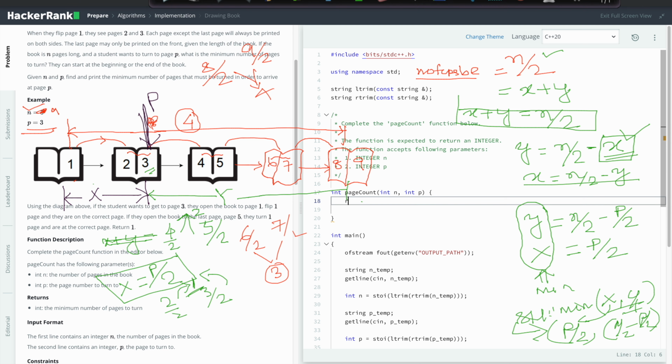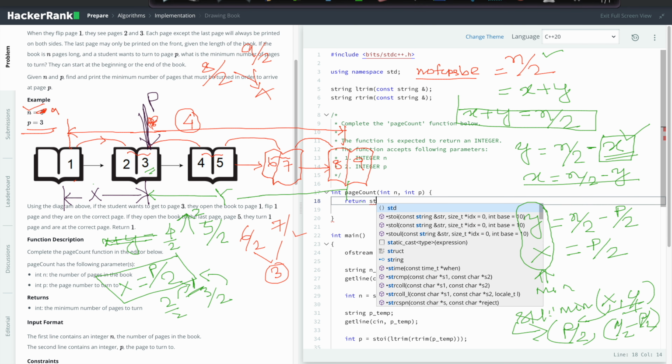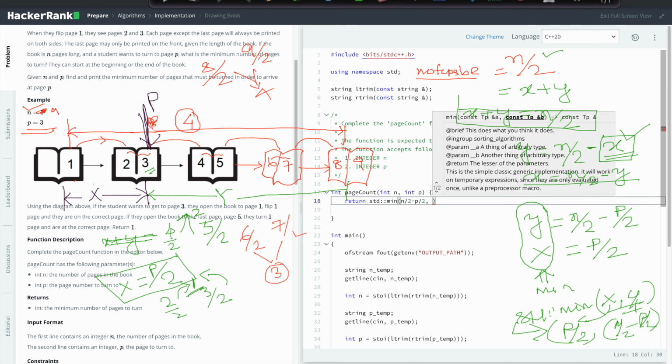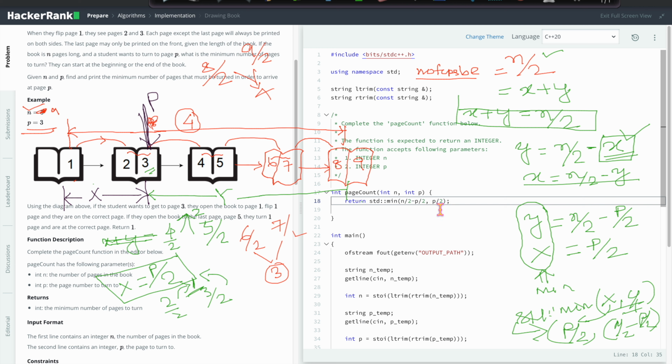Okay, let's write down the code directly. Return, we have to find the minimum value, so std min, and here it is n divided by 2 minus p divided by 2. Whatever is coming is our y, and x is p divided by 2, right? Between these two, whichever is smaller will be returned. That's what is expected here: print the minimum number of pages that must be turned in order to arrive at page P.